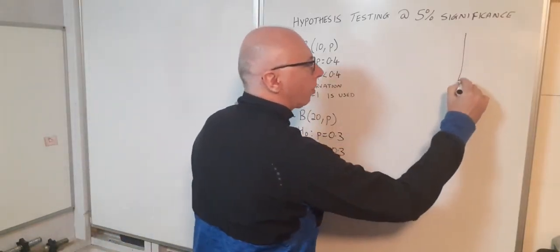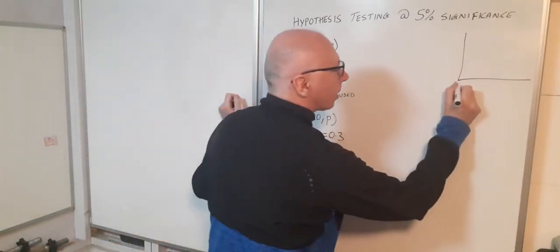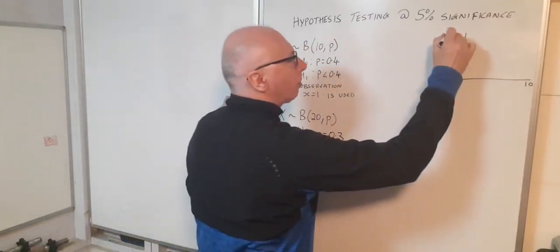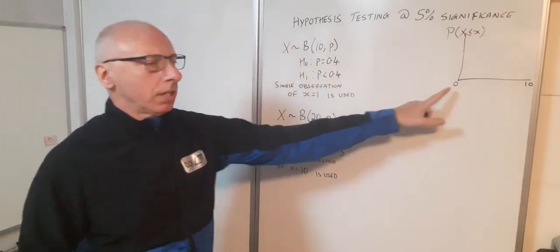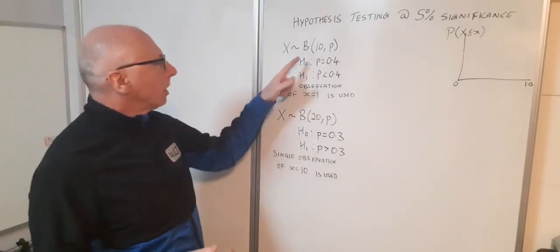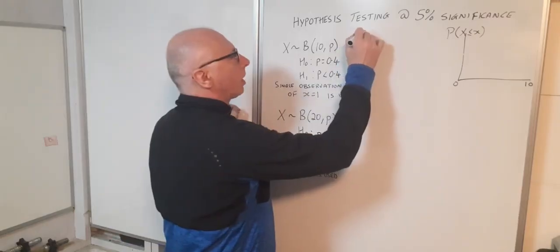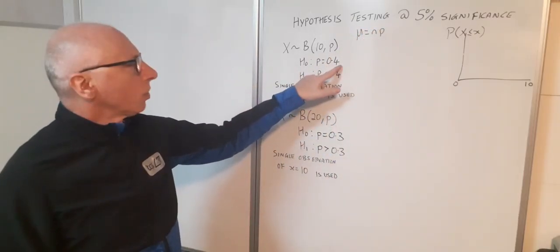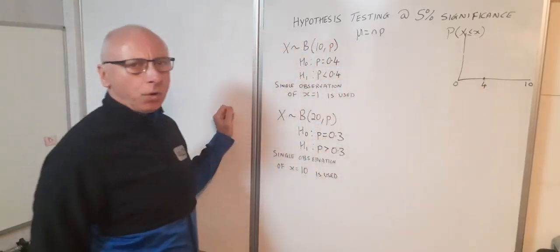So if I draw that there, my distribution goes from 0 to 10, and this would be my probability here. That would be the probability that X is less than or equal to some value x. Now we know where the mean would be, because it'd be 10 times the probability. So mu equals np. In this case, 10 times 0.4 is just 4. So most of the probability is going to be around 4.